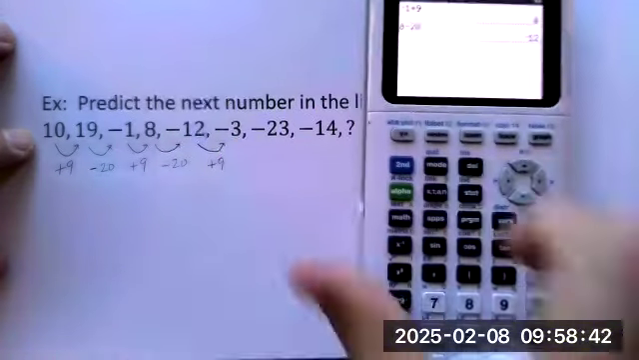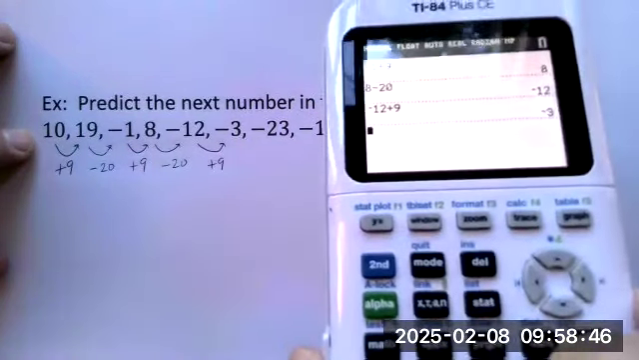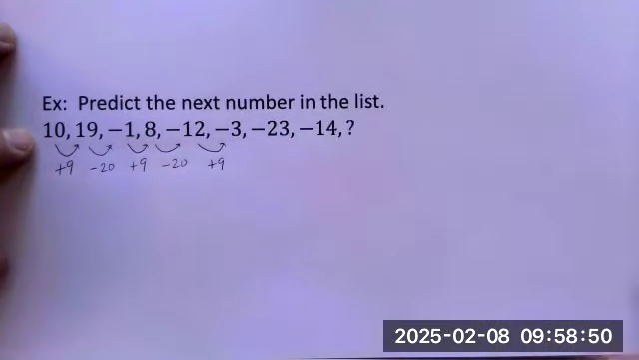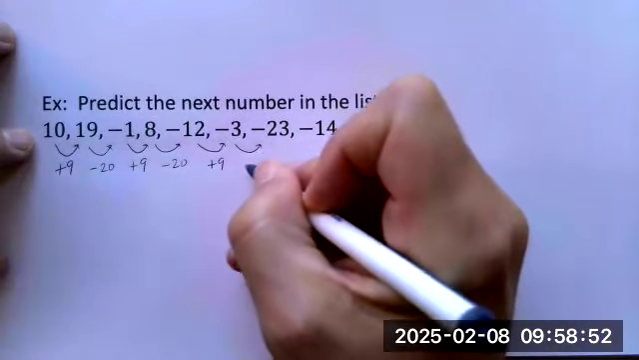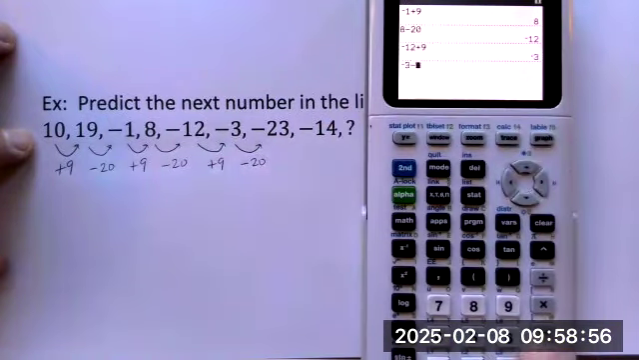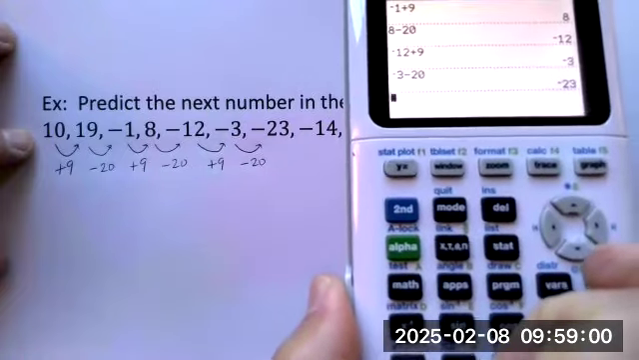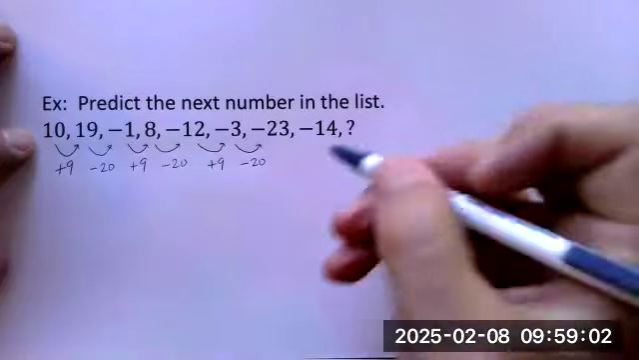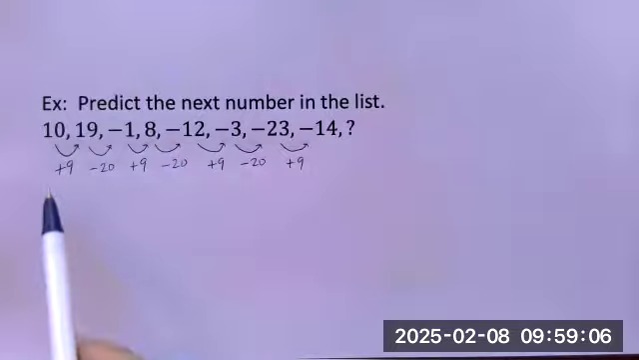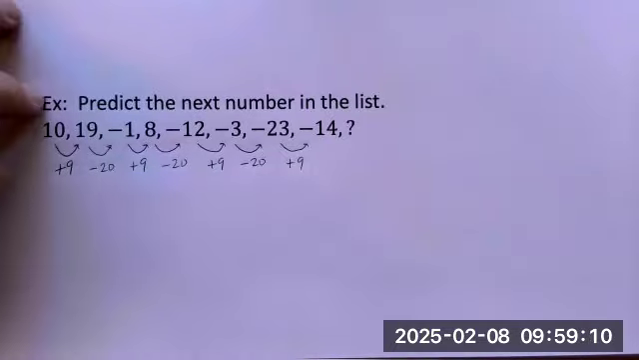-12 plus 9, that does make -3. That works. -3 subtract 20, that does make -23. I think we've figured out the pattern. I think it alternates right here between add 9, minus 20, add 9, minus 20. I think we figured out that pattern.